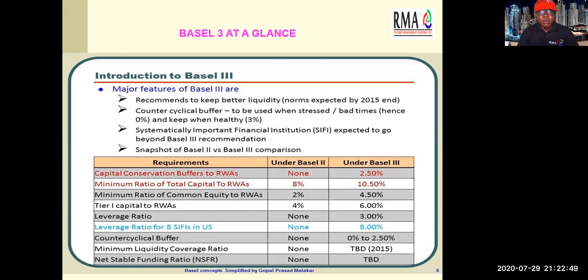Now, the leverage ratio was not in existence under the Basel II Accord. Now it has been introduced and is put at 3%. What of the leverage ratio for systemically important financial institutions, the SIFIs? It was not there under Basel II, now it is 8%. The issue of countercyclical buffer has been introduced. It's now 2.5%. It was not there under the Basel II.